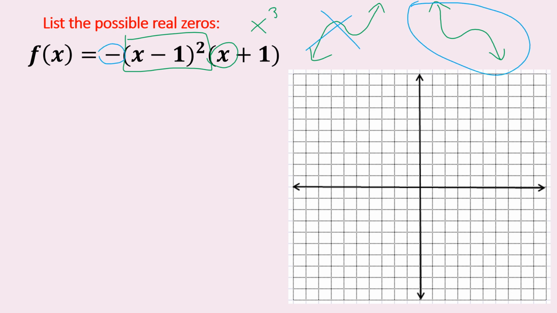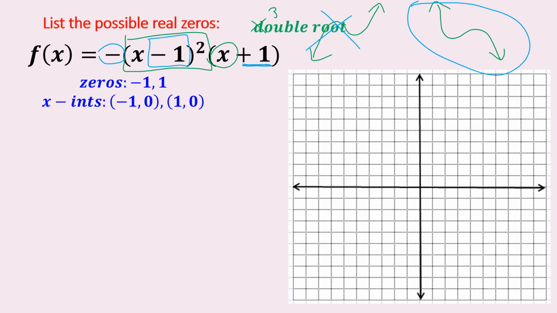So it's going to look like that. The zeros, we have a negative 1, which is 1, 0, and then there's actually 2 zeros here at 1. This is called a double root. So at that 1, 0, we have a double root. Let's put both of these on here. So 0 at negative 1 and positive 1.